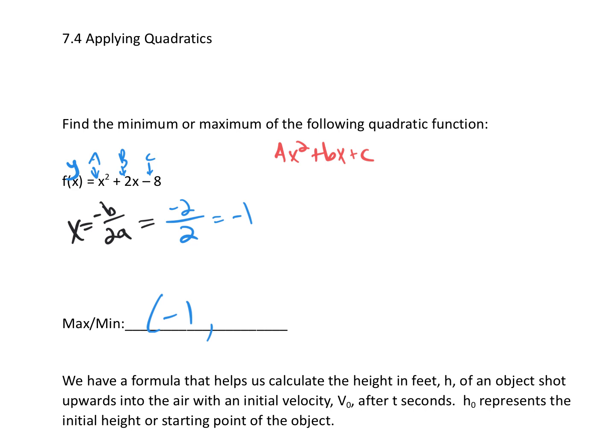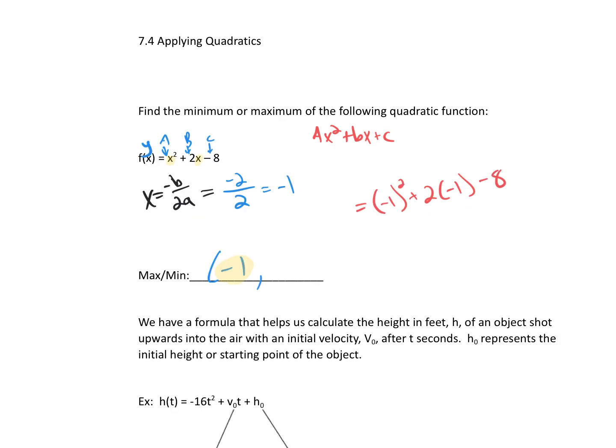From here, all we have to do to find the y value at the vertex is take that x value and plug it back in. So we're taking this negative 1, plugging it back in both locations for x. We want to make sure we do that in parentheses. So we plug in negative 1, close the parentheses, squared, plus 2 times negative 1, minus 8. Once we plug that into our calculator with the x value negative 1, we come up with our y value of negative 9.